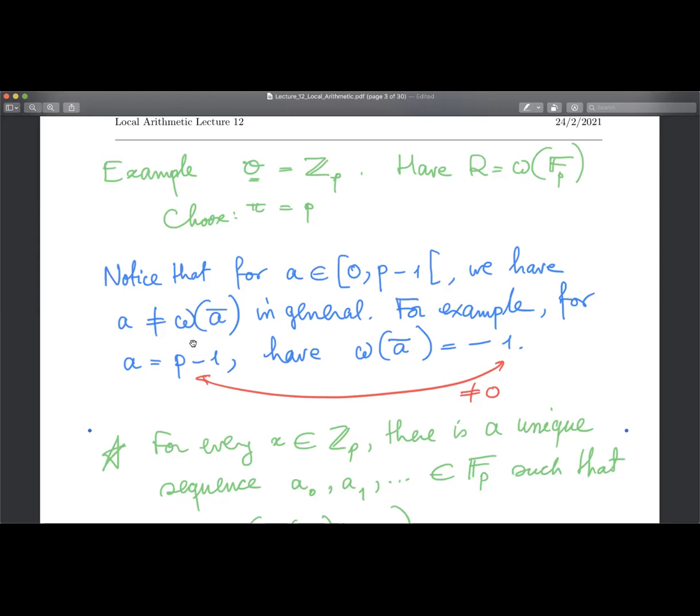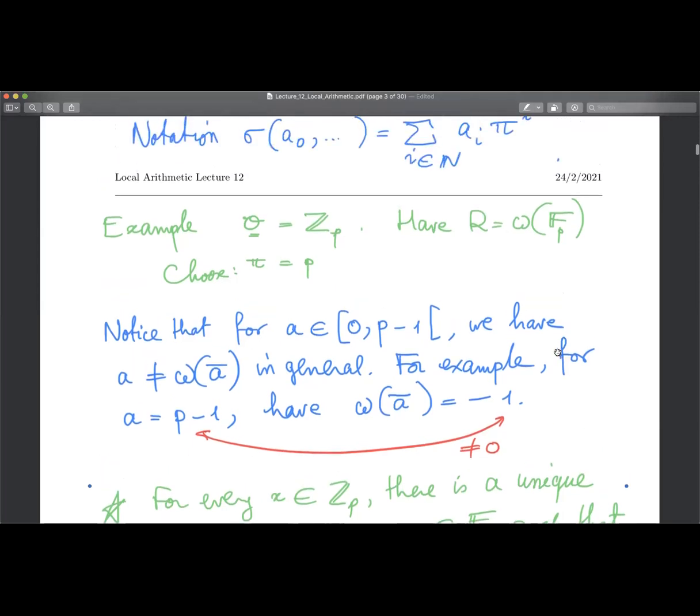Then a need not be equal to omega of a bar. a bar is the reduction of a modulo the ideal p. So a bar is an element of k, or F_p in this case, so I can talk of its omega. I don't get back a as omega of a bar in general. But for a equal to p minus 1, for example, omega of a bar is going to be minus 1. And minus 1 is, of course, not the same as p minus 1 at all, right?